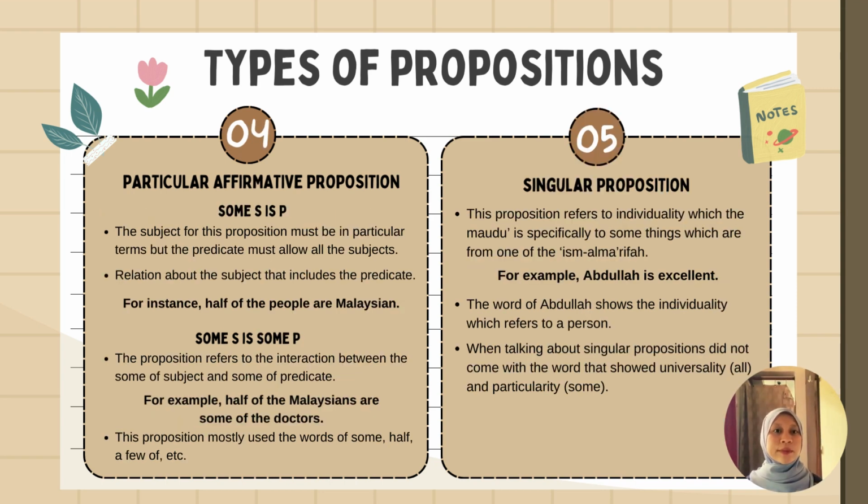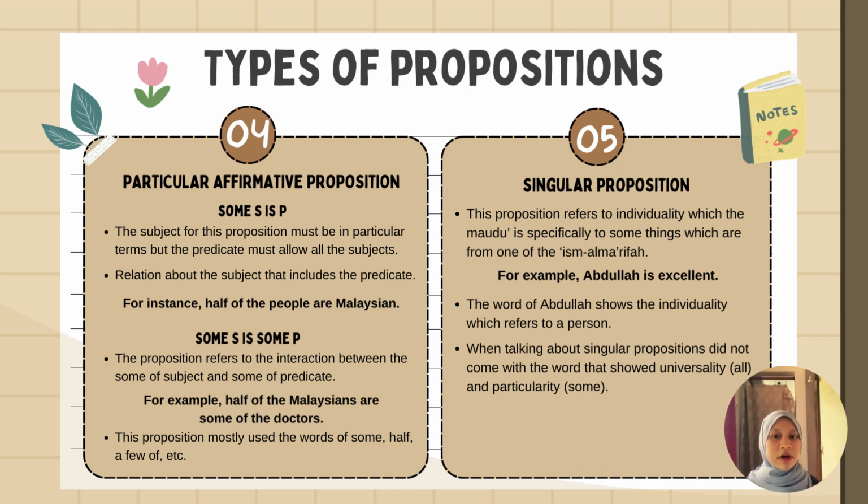The fourth type of proposition is the particular affirmative proposition. The formula for this proposition is some S is P. The subject for this proposition must be in particular terms, but the predicate must allow all the subjects. The first form is the relation in which the subject includes the predicate. For instance, half of the people are Malaysian. That means half of the people, a particular subject, are Malaysian, in an affirmative condition.